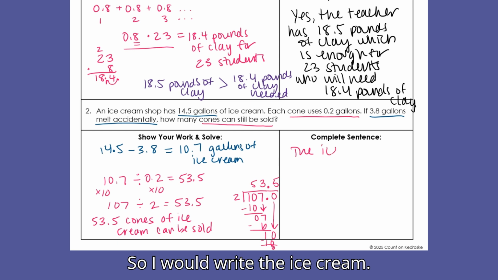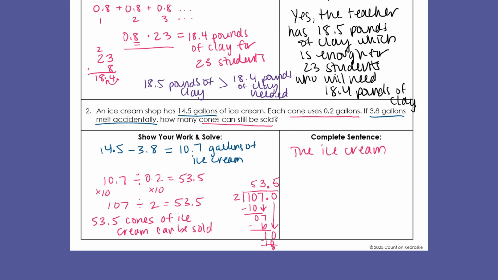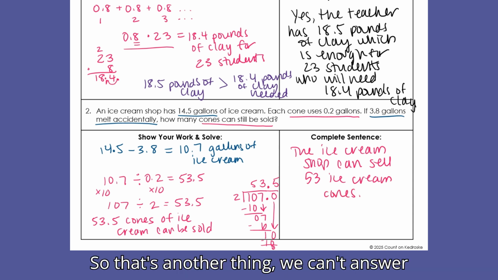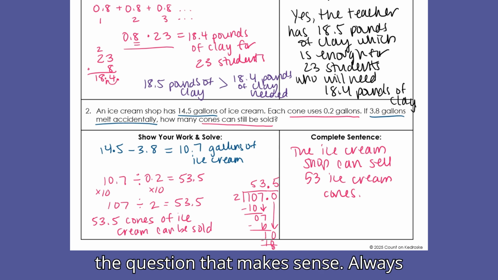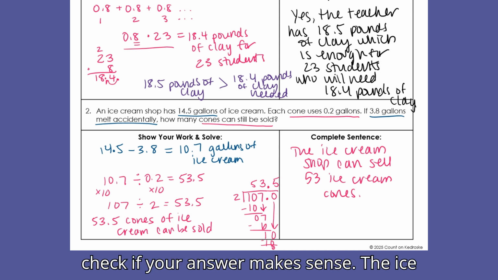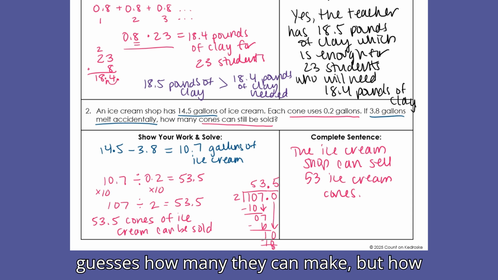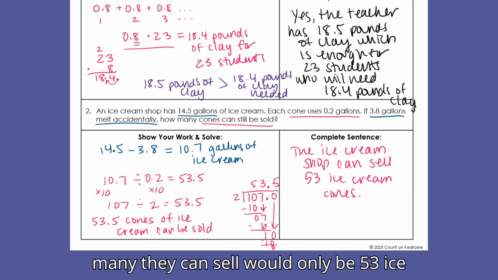So I would write the ice cream shop can sell 53 ice cream cones. So that's another thing. We have to answer the question in a way that makes sense. Always check if your answer makes sense. The ice cream shop cannot sell 53.5 cones. That's how many they can make, but how many they can sell would only be 53 ice cream cones.